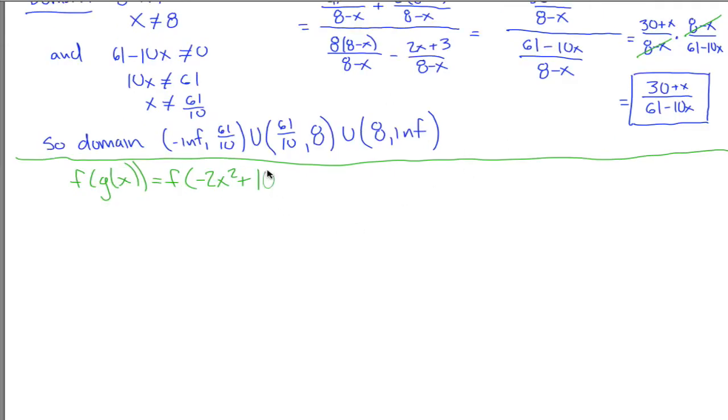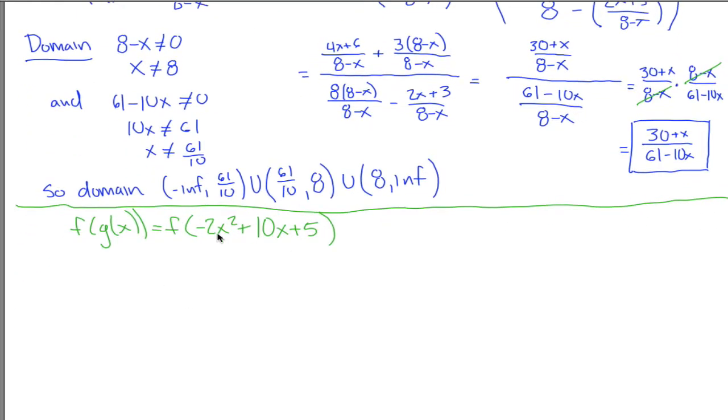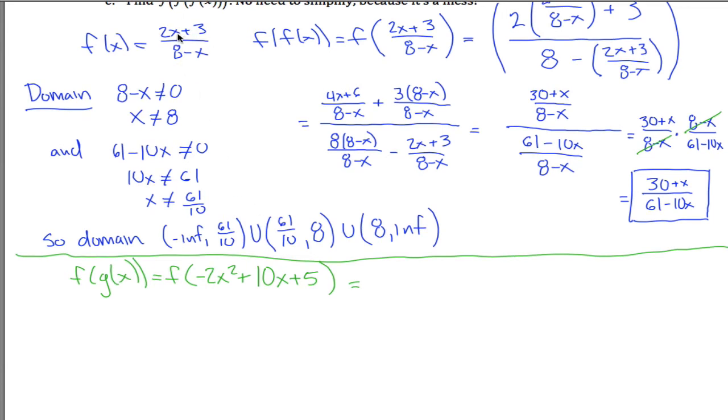I had to pause that for a minute here. What was I doing? Plus 10x plus 5. So f of g of x is the same as f of this thing, which is g of x. And what that means is take your function f of x, which I have written right here for convenience, and replace all the x's with this mess. In other words, it is 2, but instead of times x, it's times negative 2x squared plus 10x plus 5, plus 3, over 8 minus, but instead of writing x, write negative 2x squared plus 10x plus 5.